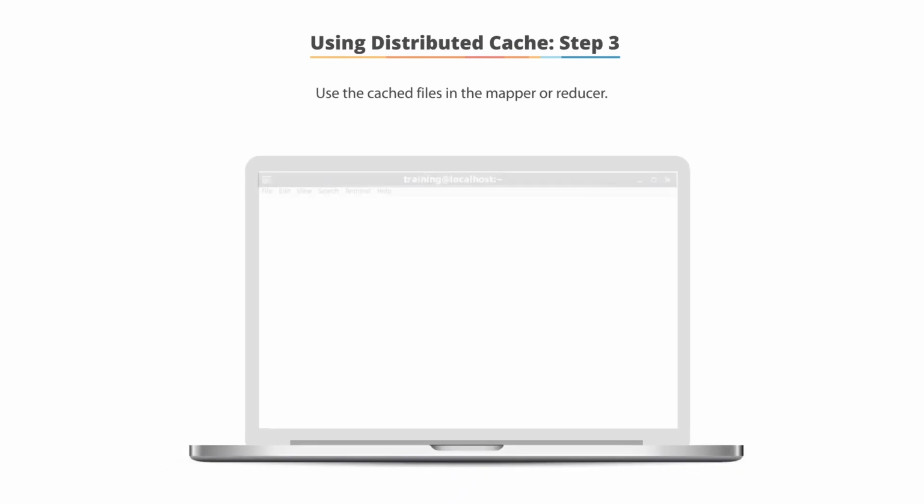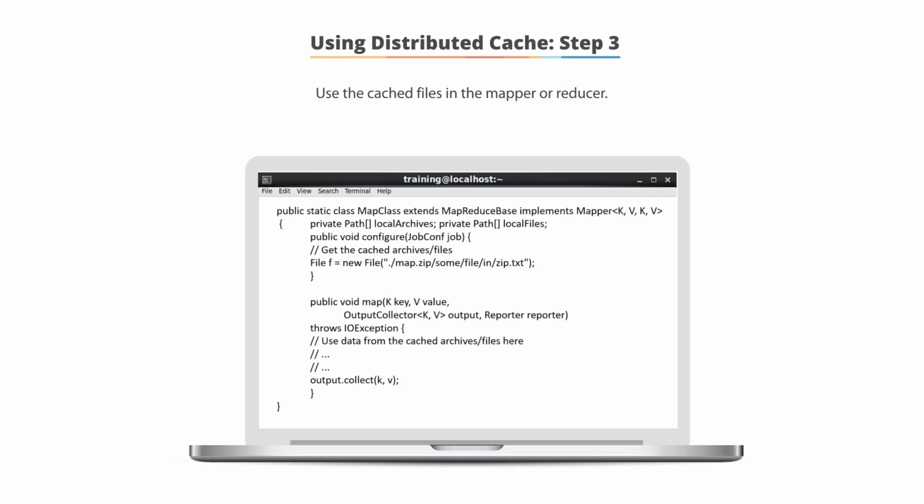In step 3 of setting up your distributed cache, you will use the cache files in the mapper or reducer class that you create. Once the private path and configure information is in your program, you simply declare an instance of File called f, specifying the new file along with the parameter of .map.zip/some file in zip.txt. This will map your file into the distributed cache.